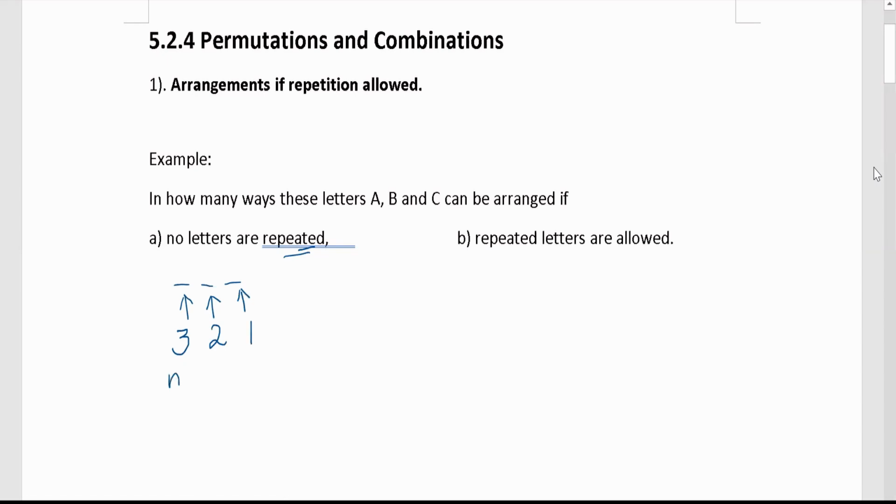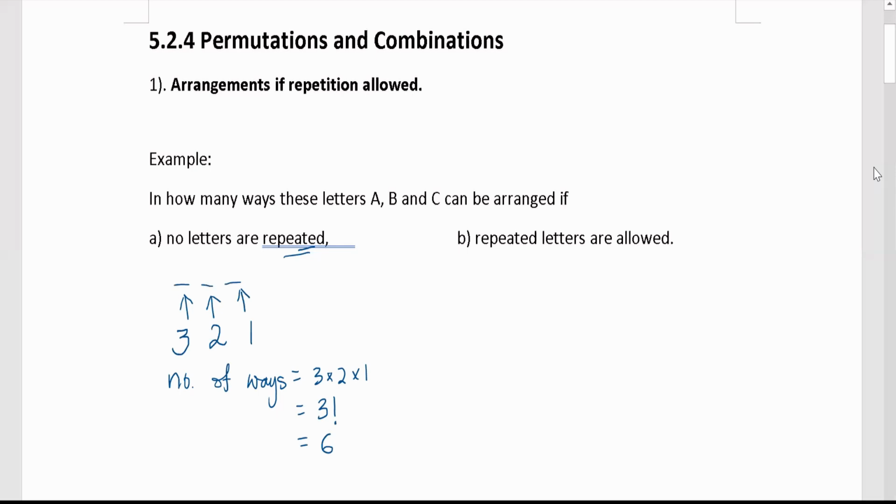So to find the number of ways for the arrangement, there will be 3 times 2 times 1, or you can see it as 3 factorial. And the answer is 6. All right, so there are 6 ways to arrange these 3 letters.